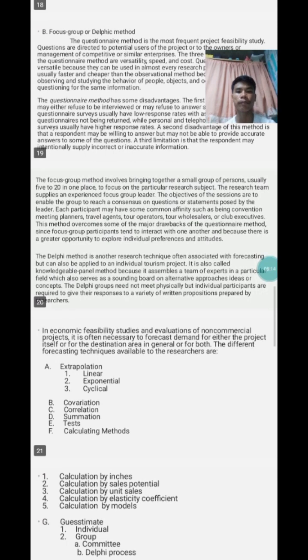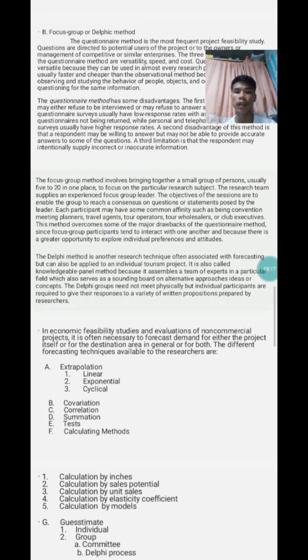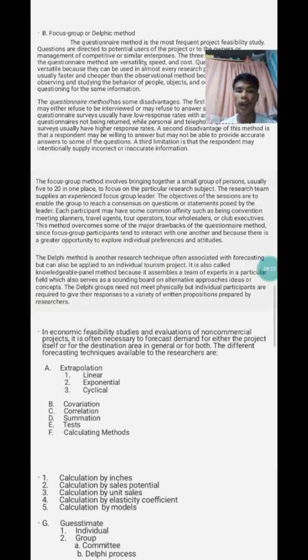The fourth, the focus group method, involves bringing together a small group of people, usually 5 to 20, in one place to focus on a particular research subject. The research team supplies an experienced focus group leader. The objective is to enable the group to reach a consensus on questions and statements posed by the leader. Each participant has a common affinity, such as convention and meeting planners, travel agents, tour operators, tour wholesalers, or club executives.